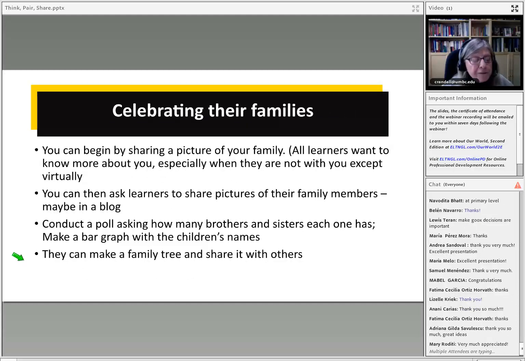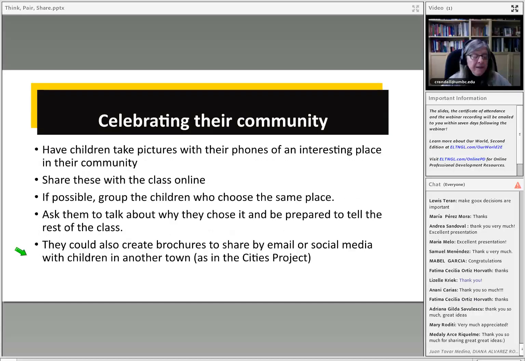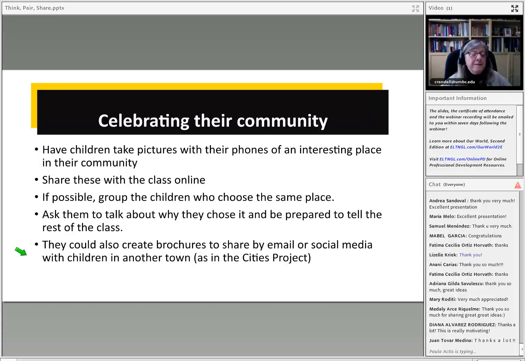Celebrating with their families. And one new idea here is they could make a family tree and then share it with others. Celebrating with their community, take pictures of an interesting place in their community and share it with the class online. Group children who chose the same place and ask them to talk to each other or write to each other, and be prepared to tell the rest of the class why they chose it, and then create a brochure.